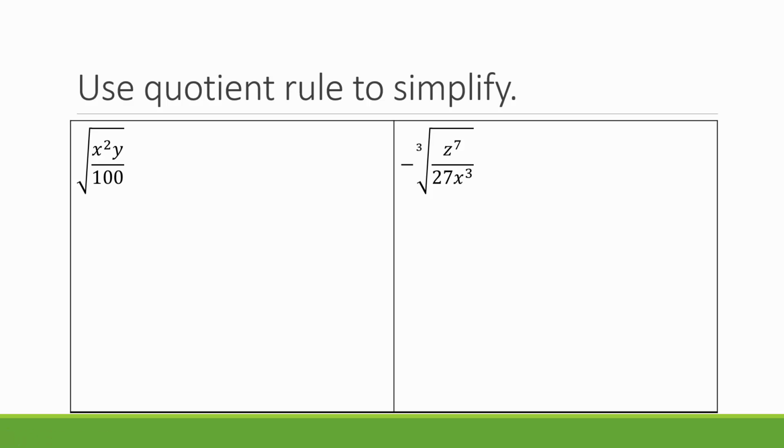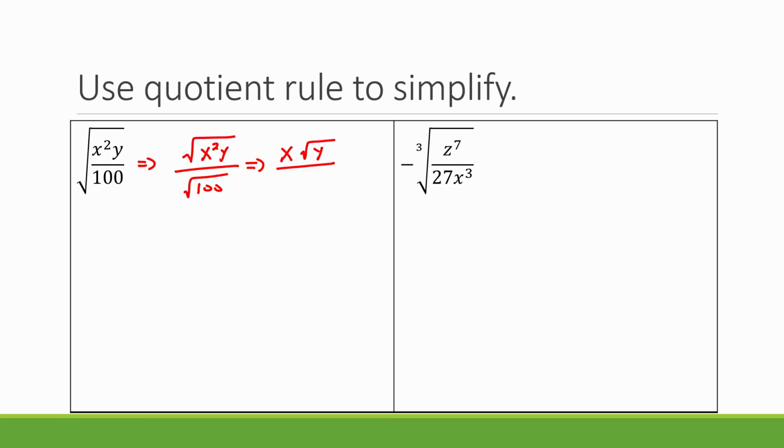All right, now what about the square root of x squared y over the square root of 100? Let's use our quotient rule to separate that. Now, the square root of x squared y. I can take the square root of x squared because that is a perfect square. The square root of x squared, remember, you just divide the exponent by the root, it's x to the first power. However, I cannot simplify the square root of y, so it will stay underneath my radical.